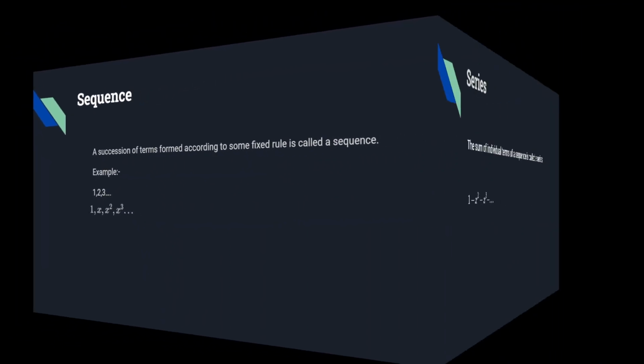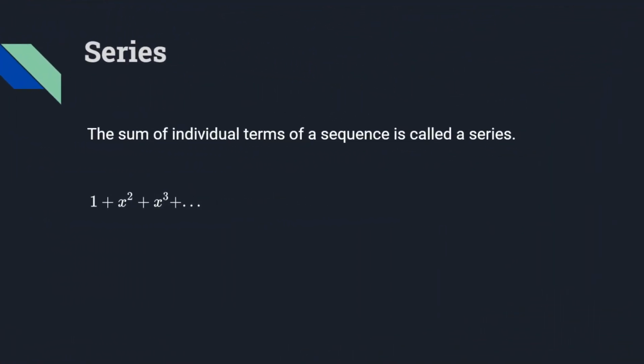If we add the terms of a sequence, get the sum of the individual terms of a sequence, then it is called a series. Like we have a sequence, and now we add all the terms: 1 plus x plus x square plus x cube and so on. This is called a series. This is basically the sum of the individual terms of a sequence.